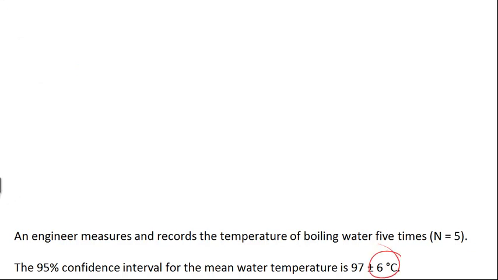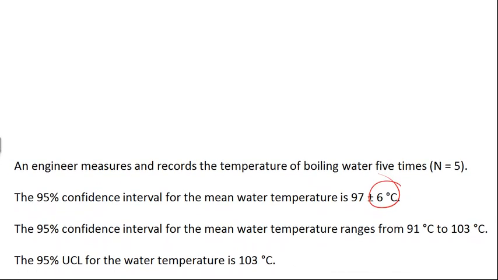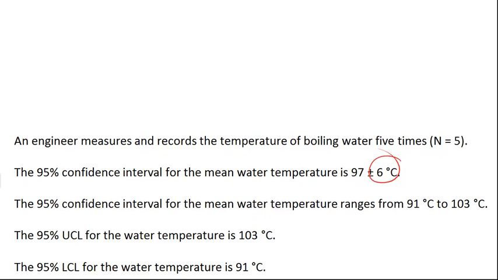We might see it in a different form. It could be reported the 95% confidence interval for the mean water temperature ranges from 91 to 103 degrees C. Or you might see it the 95% UCL, which stands for the upper confidence limit, for the water temperature is 103, or the 95% LCL is 91 degrees C.